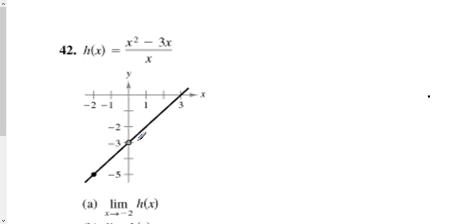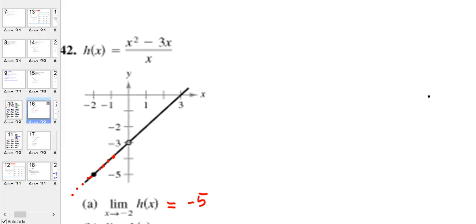So as x goes to negative 2 from the left-hand side, the y values are approaching negative 5. As x approaches negative 2 from the right-hand side, the y values are also approaching negative 5, right? Therefore, this limit is going to be equal to negative 5.